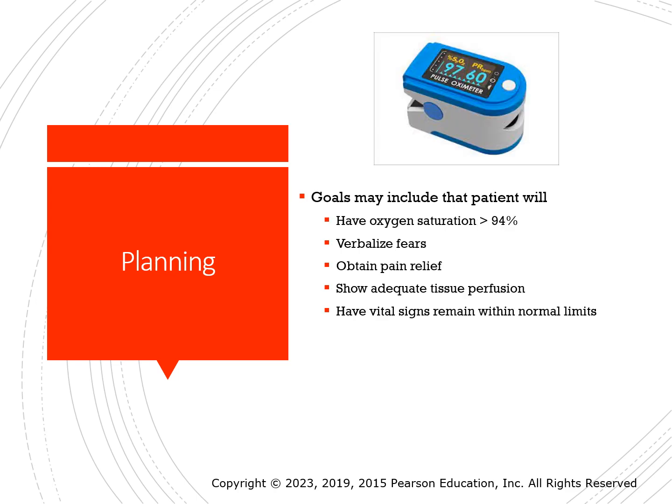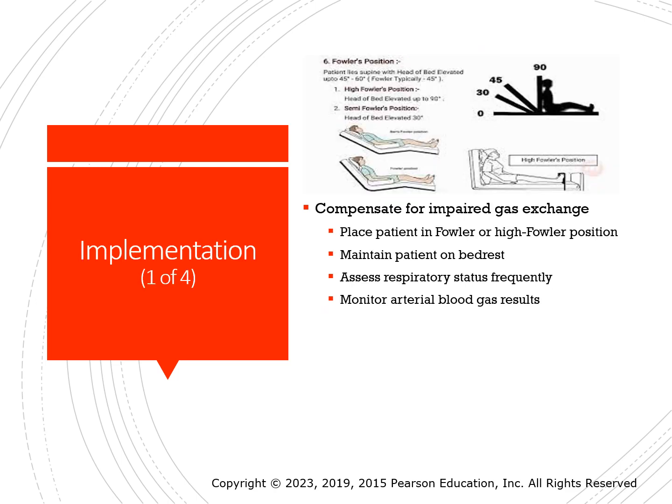Here are your goals. O2 sat greater than 94%. Of course, you want to address the anxiety and try to keep the patient calm, because the calmer the patient, it's going to help ease their breathing. Compensate for impaired gas exchange: high Fowler's or Fowler position with the lower extremities dependent, hanging over the side of the bed. This position facilitates maximal lung expansion.